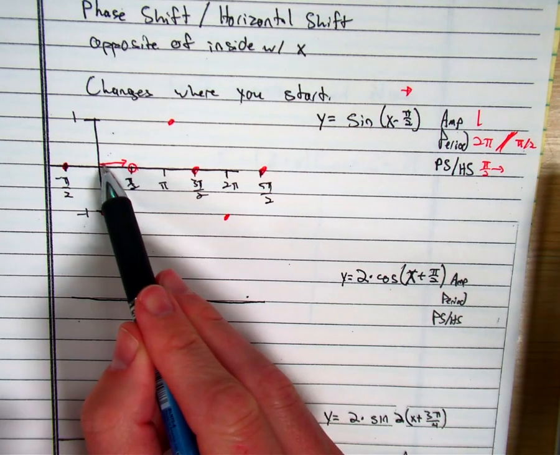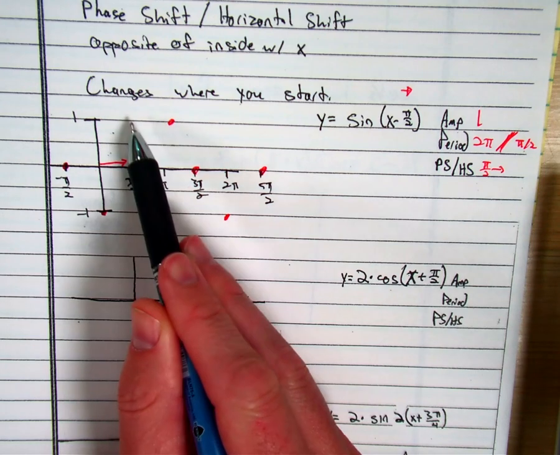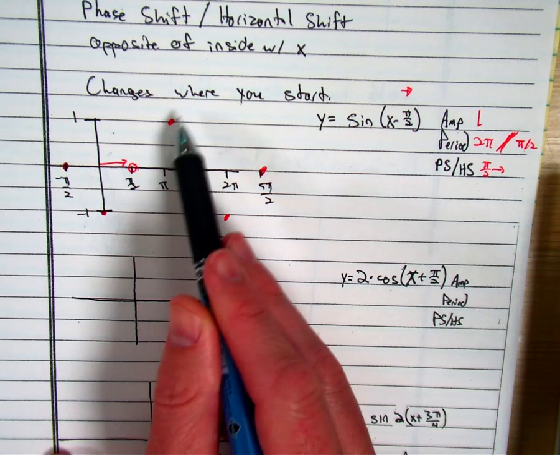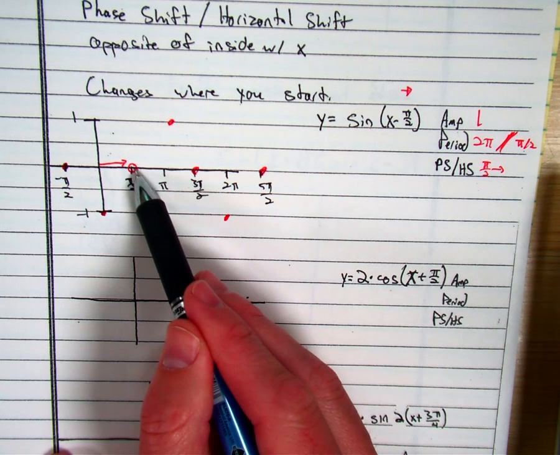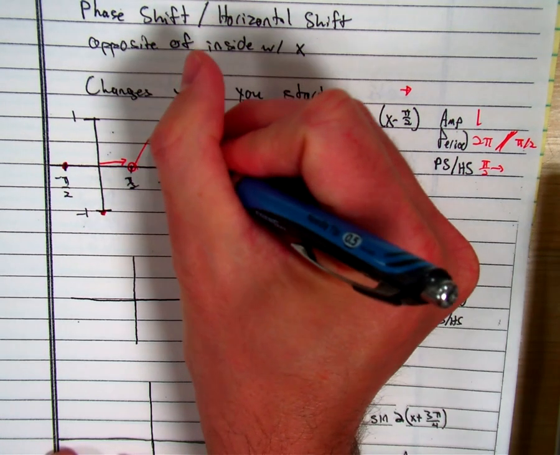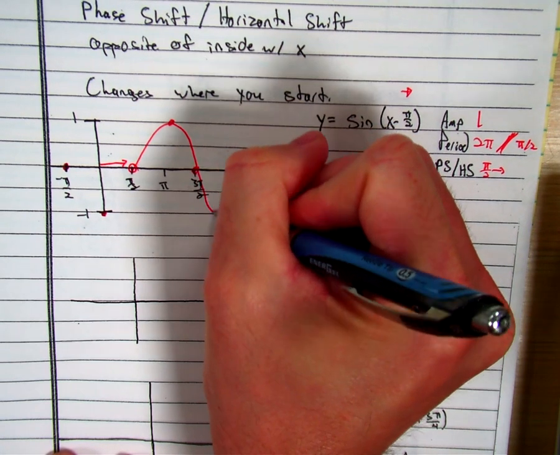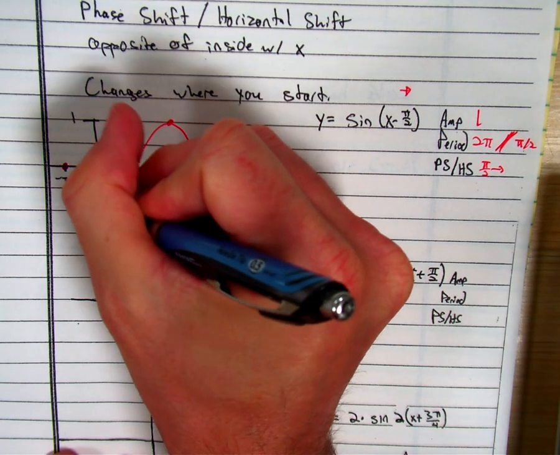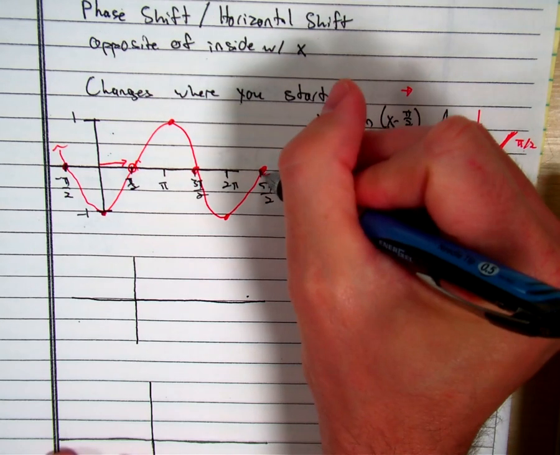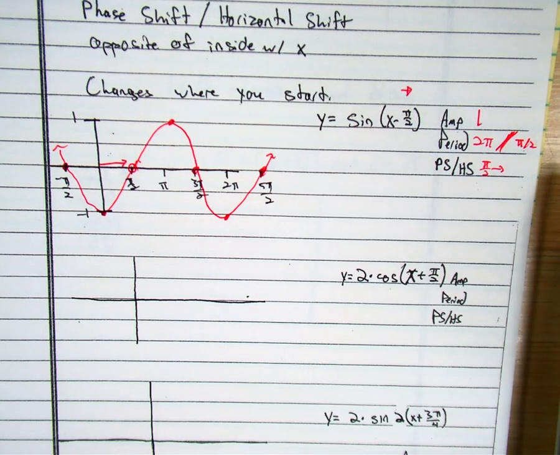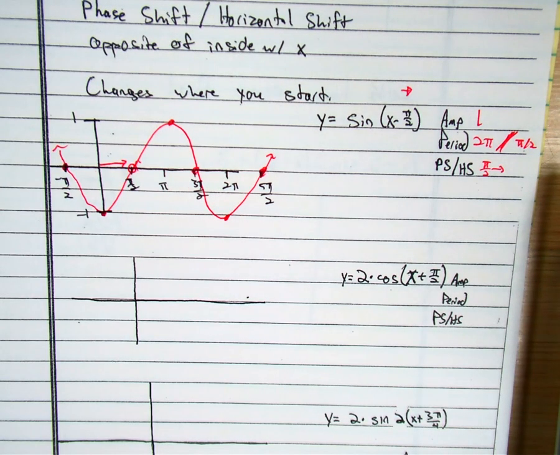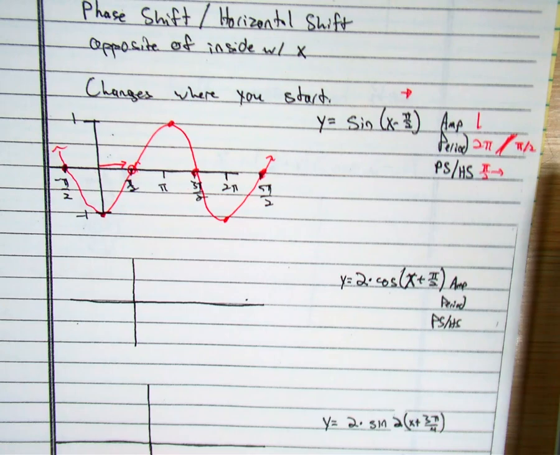So normally tangent would start here and then go up, but we're going to slide over to starting at pi over 2. And there we go. So that's all we're adding in today, sliding the start point left and right. Let's try another one here with cosine.